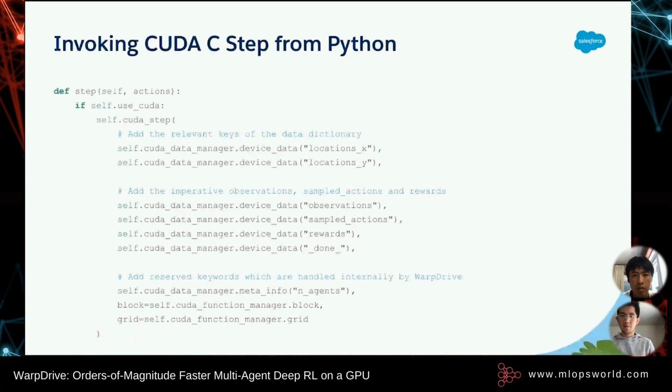And we also have several utility functions on the Python level to simplify this step. Basically, you just need to declare all the names of those arrays, and the WarpDrive utility will automatically find them from the data manager to map those arrays and feed them into the CUDA function directly.